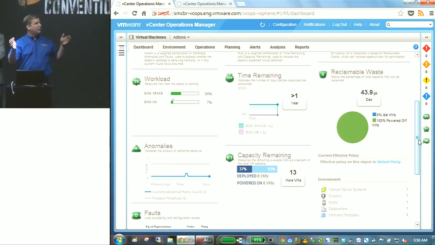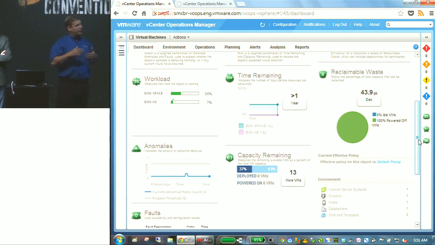Time remaining is the days until you're going to run out. We regress the planning data to the future, and as soon as that crosses the capacity that you have, we calculate the time where the intersection happens, and that gives you your score.